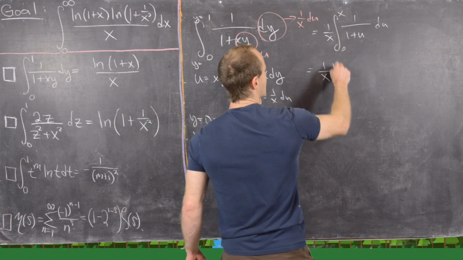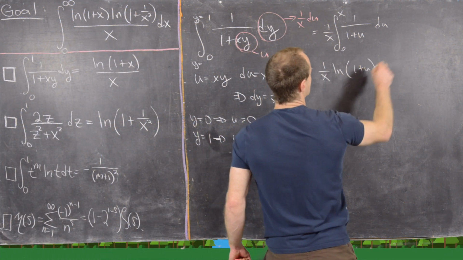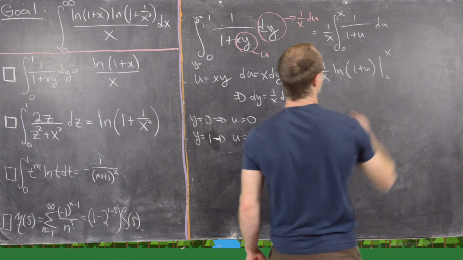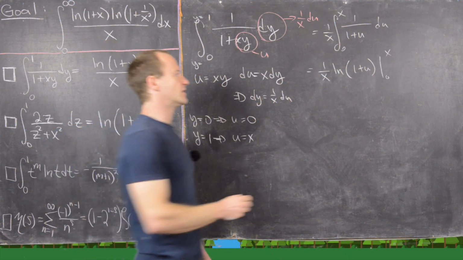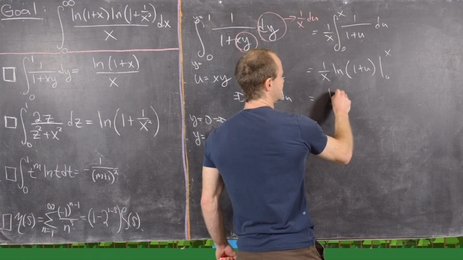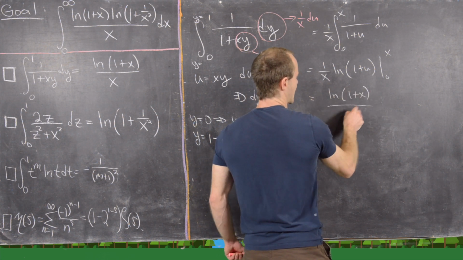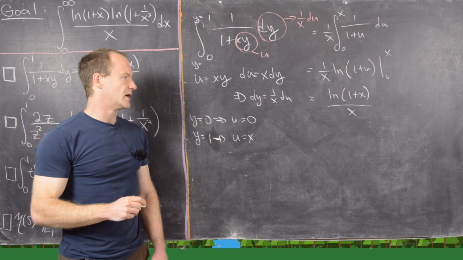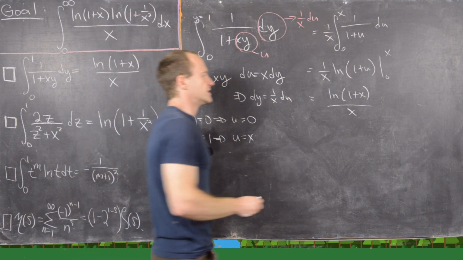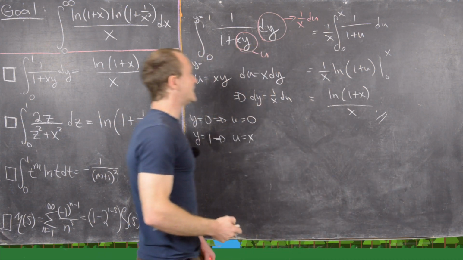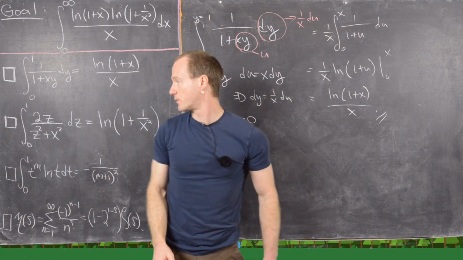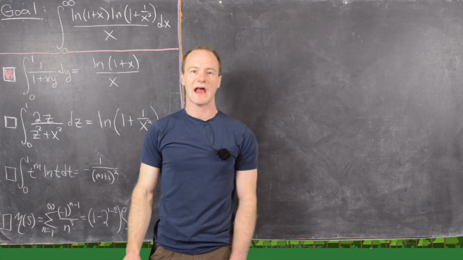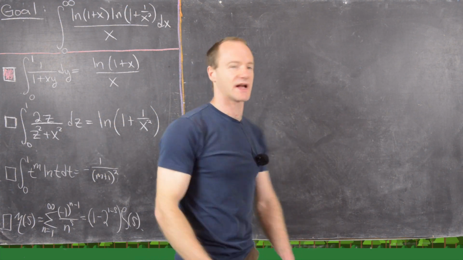This is going to be 1 over x times the natural log of 1 plus u evaluated from 0 to x. Evaluating at x gives us the natural log of 1 plus x over x. And evaluating at 0 gives us the natural log of 1, which is equal to 0. So that means we have proved this first bullet point. And now we're ready to move on to the proof of the second one.